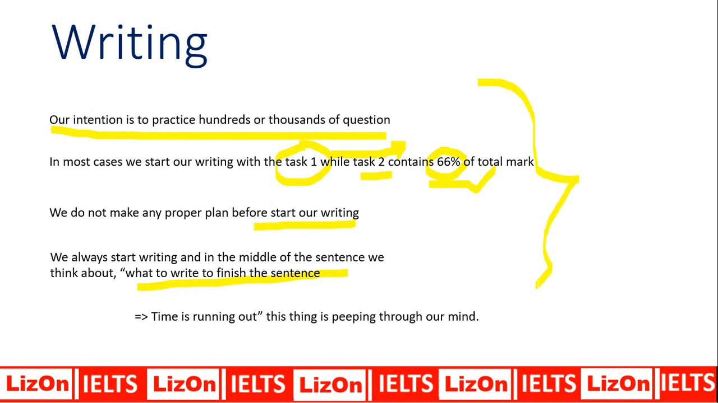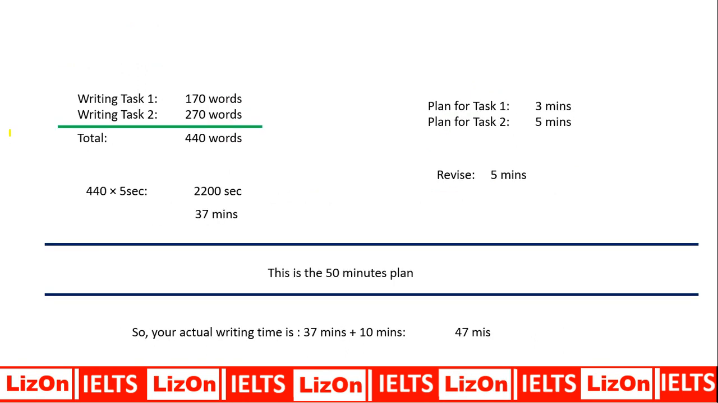These things are happening because one thing is peeping through our mind. What is that? Time is running out. But is it? Let's see it in mathematical terms.